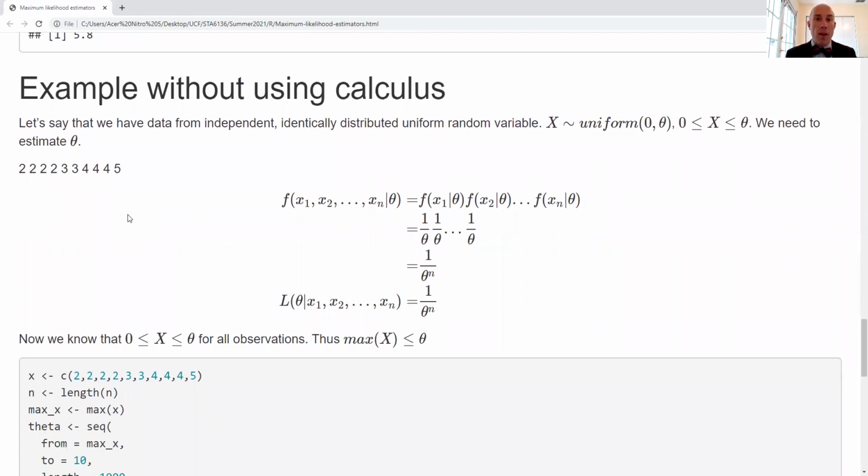Did you see any derivatives in that last one? No, you didn't. We don't need it. All right, so here, I'm going to mix it up. Let's say that I've got uniform data. I know the lower bound, but I don't know the upper bound.